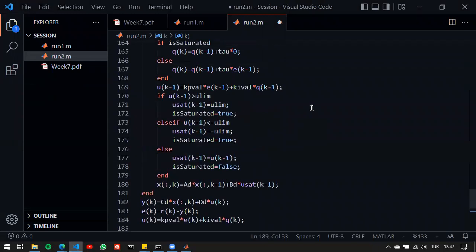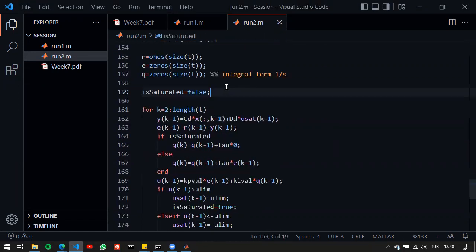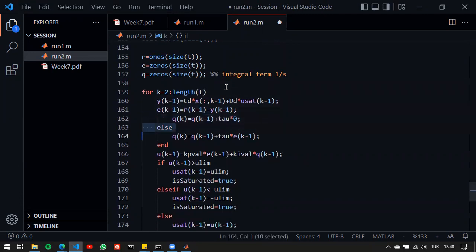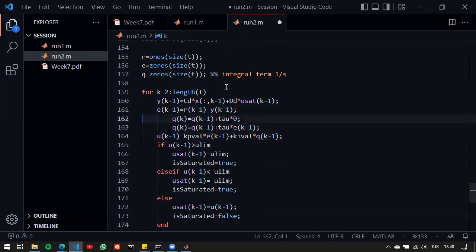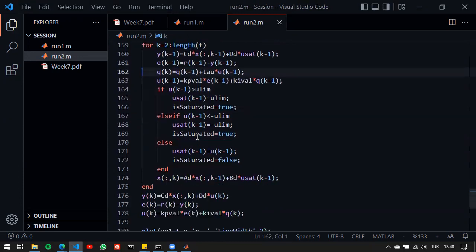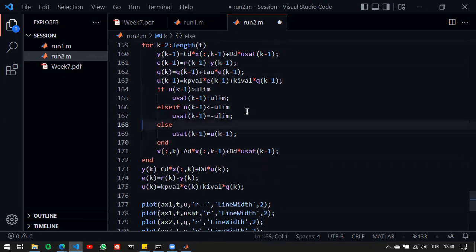Another strategy is to do something else. Anti-windup 2, let's call it 2. Now here, instead of having a flag and determining this, let's get rid of this. We can do something else. Now, let me get rid of this and this and this.